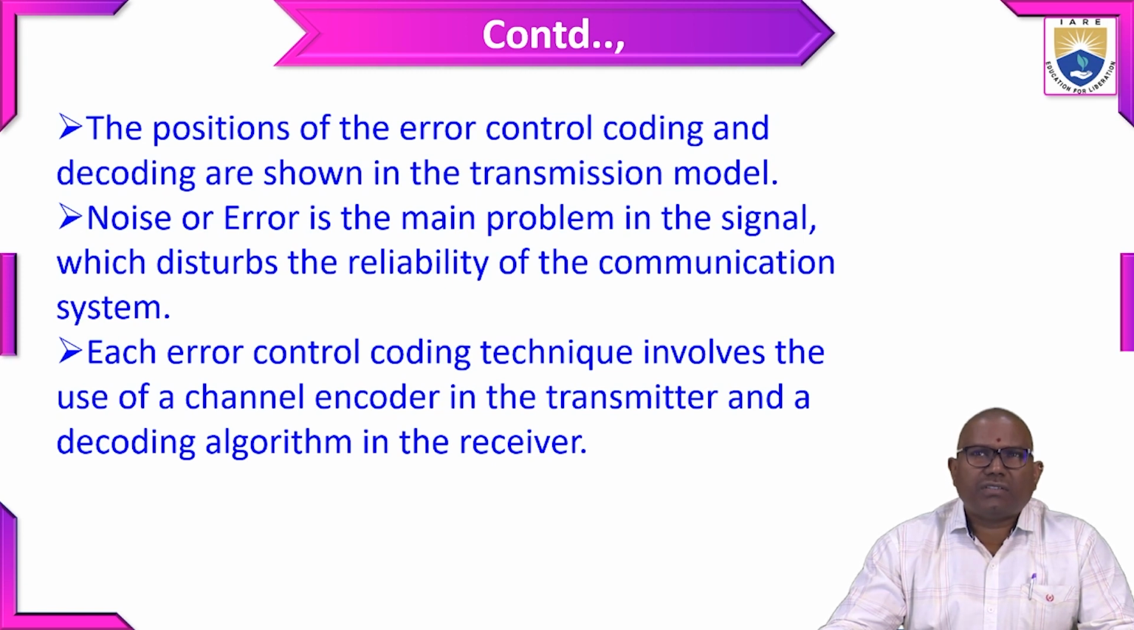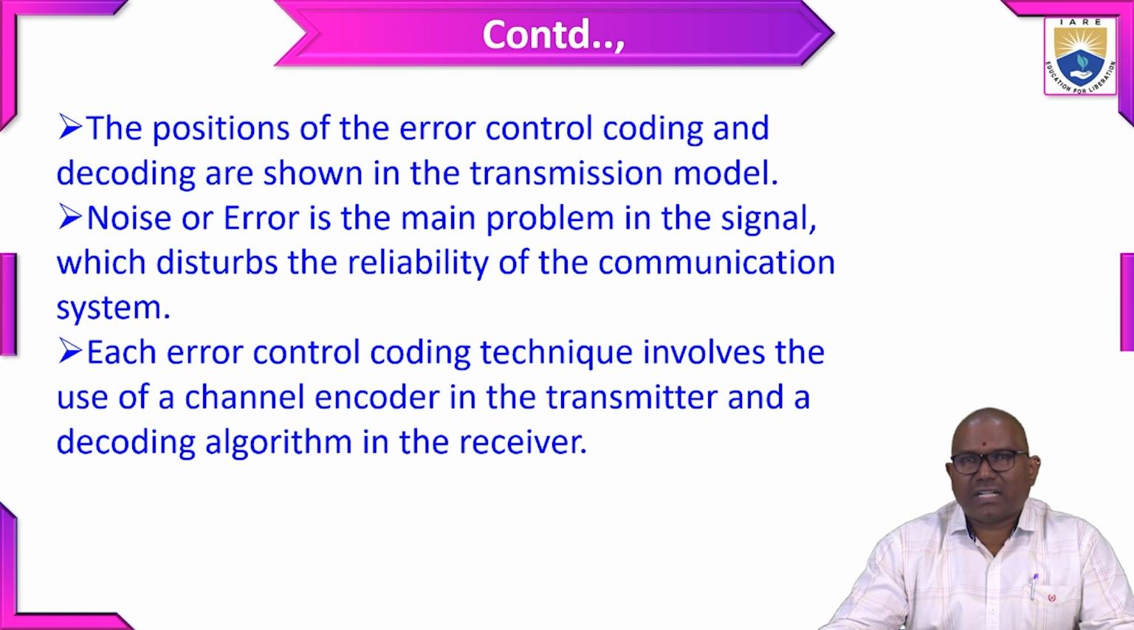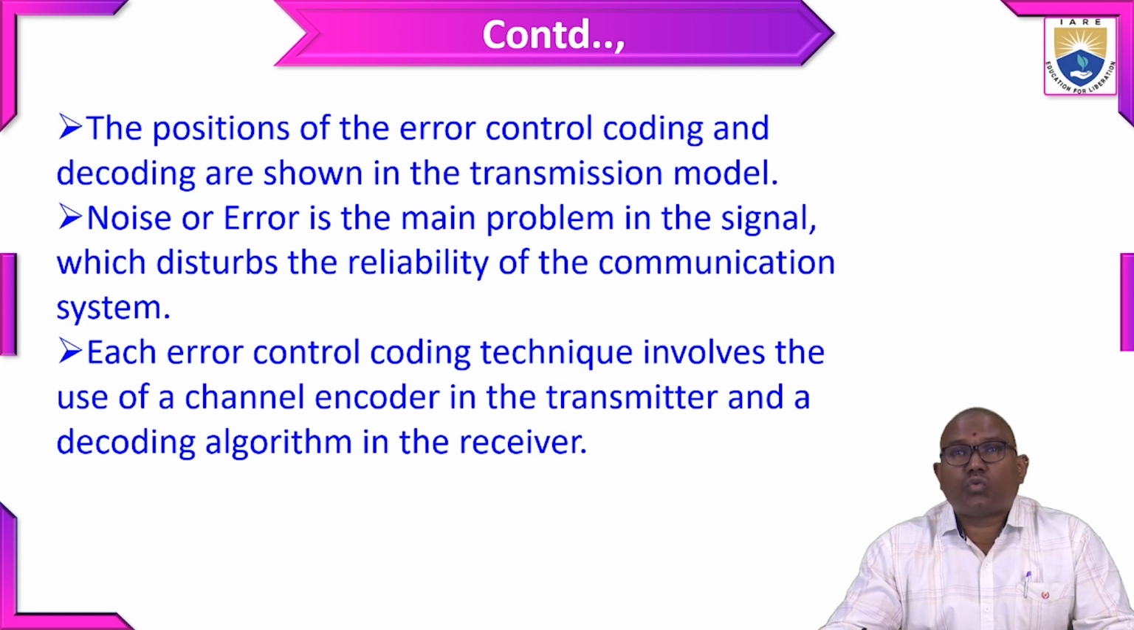Now, the positions of error control coding and decoding are shown in the transmission model, which we will see in the next slide. Noise or error is the main problem of the signal, which disturbs the reliability of the communication system. Each error control coding technique involves the use of a channel encoder in the transmitter and a decoding algorithm in the receiver.